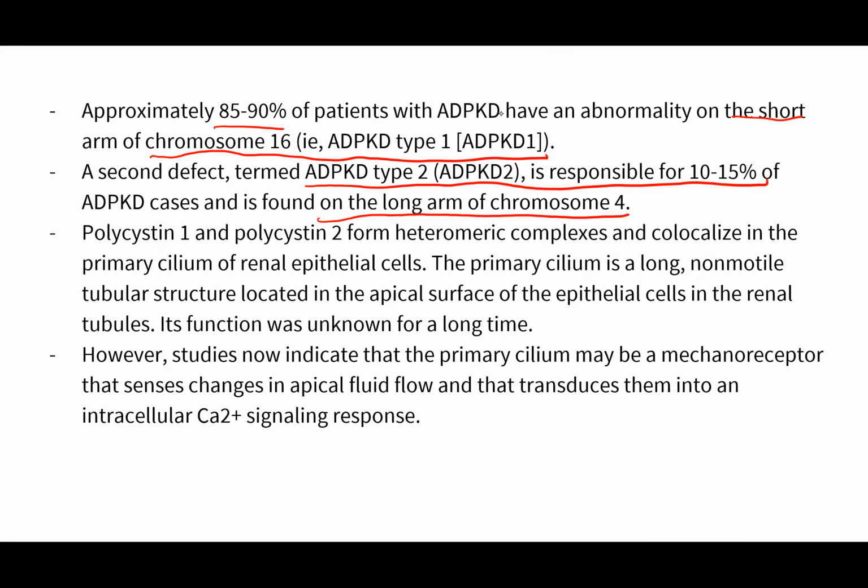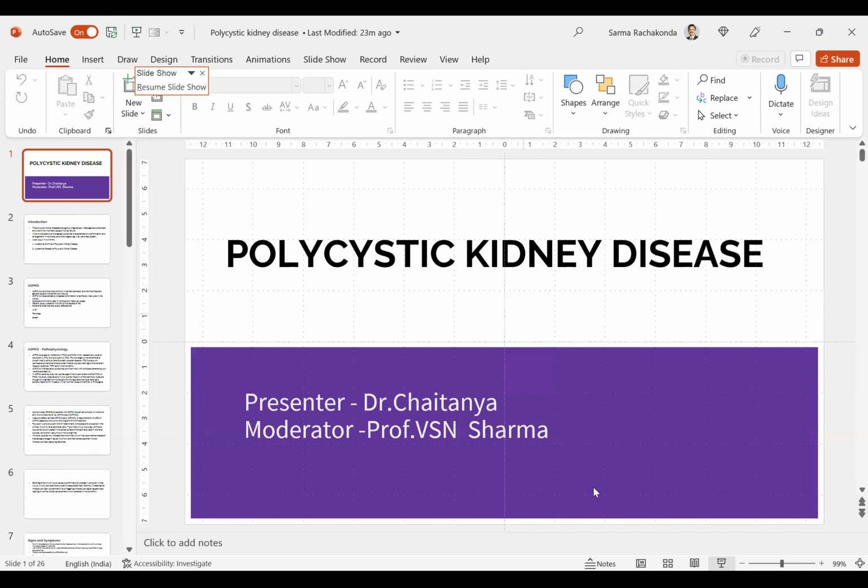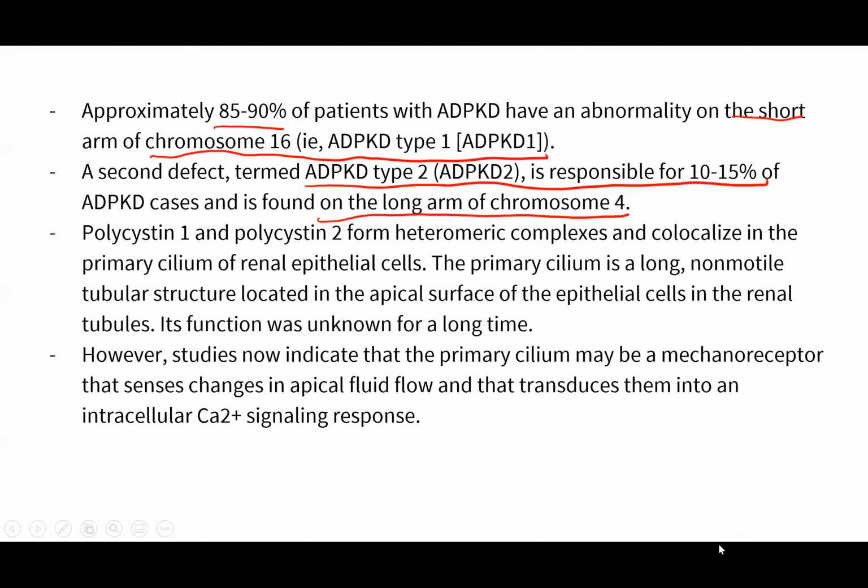Each chromosome will have a short arm and a long arm. Suppose this is the centromere and this is the chromosome. This is the short arm and this is the long arm. So here, what is happening in the short arm of the 16th chromosome? Out of the 22 sets plus one set of sex chromosomes, they are numbered 1 to 22. The 16th one, the short arm mutation, is very common. Fourth chromosome, long arm mutation.